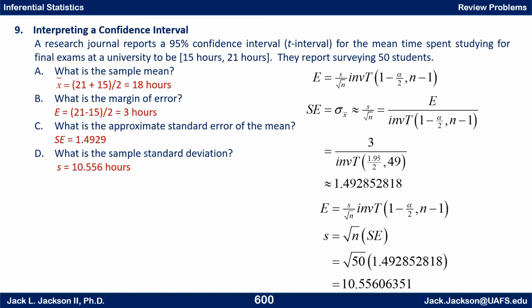What's the sample standard deviation? Well, again, we're using this same formula here, and seeing that the standard deviation is square root of n times this standard error, right? S over square root of n is our standard error, or at least approximately. So S is at least approximately square root of n times the standard error, and so that works out to be approximately 10.556 hours.